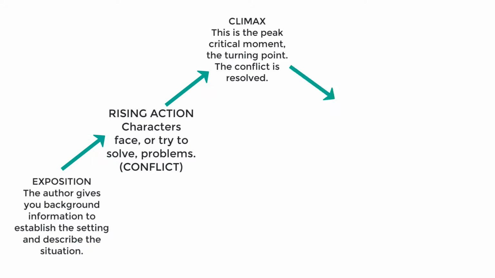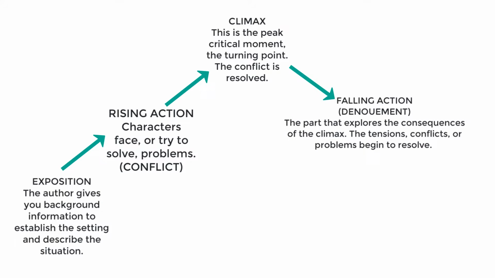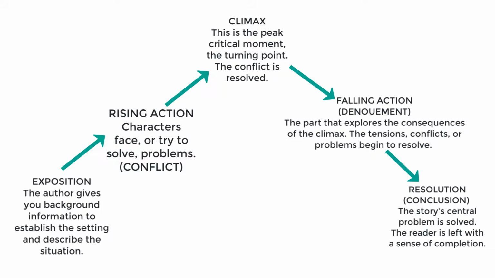The story then goes into the falling action. This is called the denouement. This is the part of the story that explores the consequences of the climax, and here the tension, conflict, or problems begin to resolve. And finally, we have the resolution or conclusion, and this is where the story's central problem is finally solved, and the reader is left with a sense of completion.